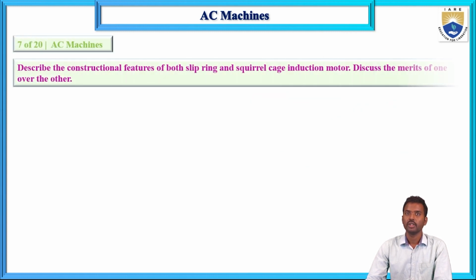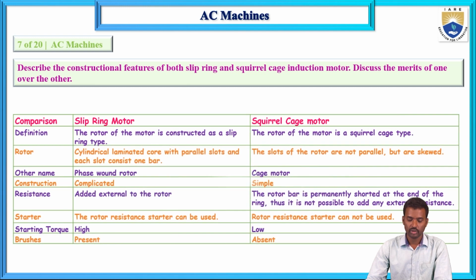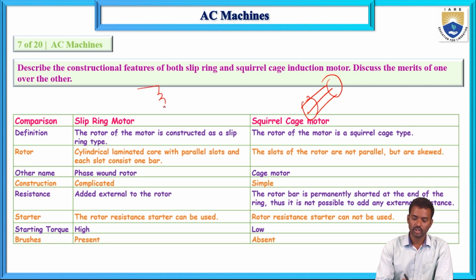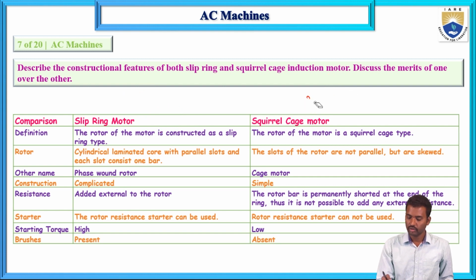Next, describe the constructional features of both slip ring and squirrel cage induction motors. Constructional features means it looks like a cage type. It is star connected like this. The diagram and constructional details I explained in the previous lecture. So first I will discuss the merits and demerits of the squirrel cage and slip ring induction motors.